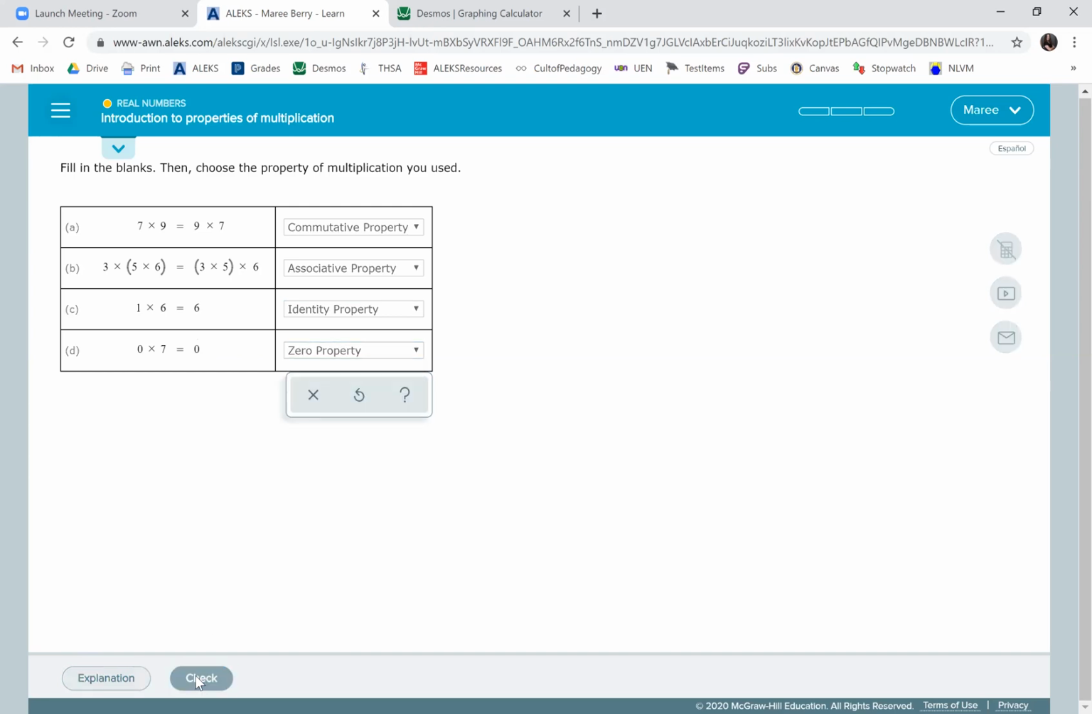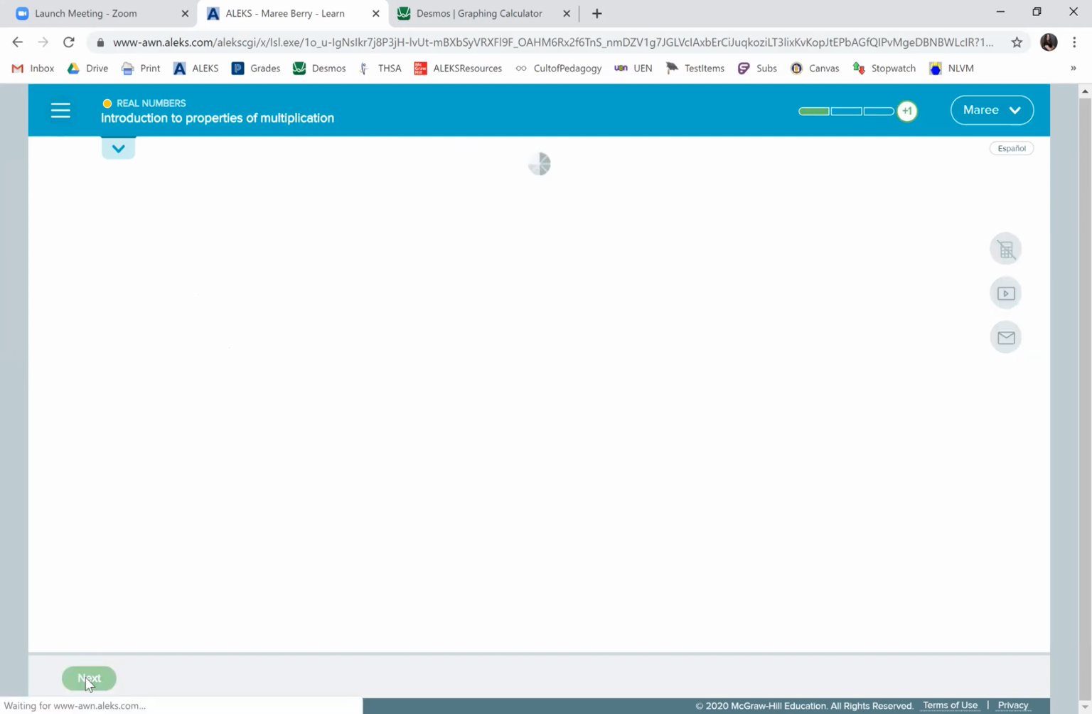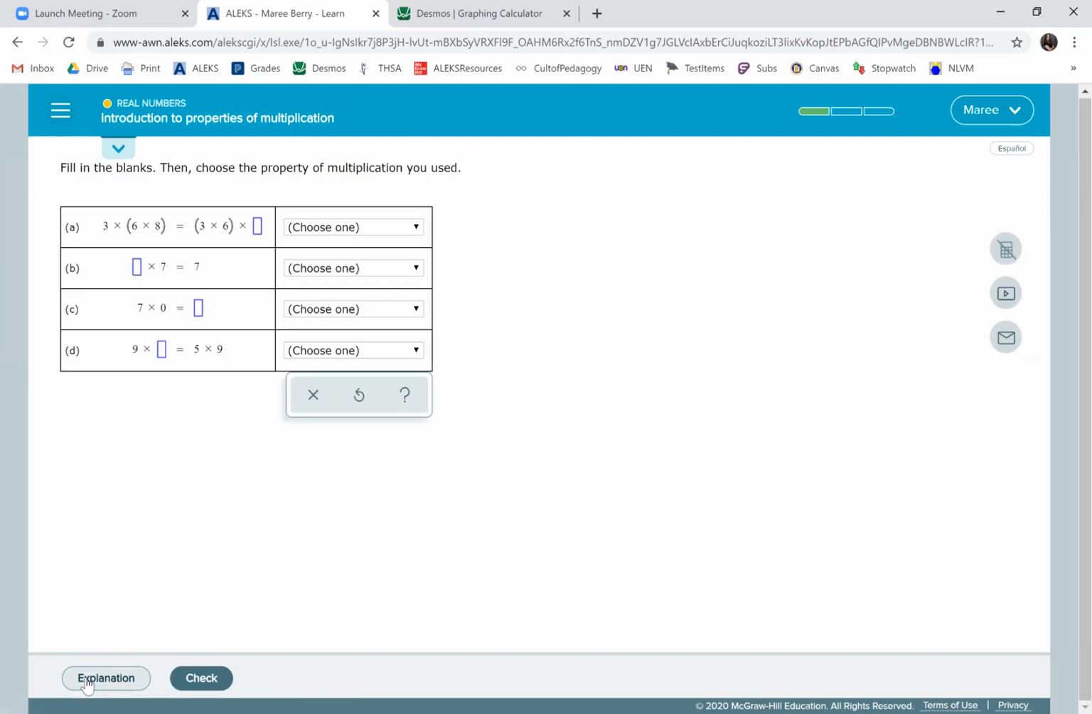So we'll do one more so you can just kind of see these examples again. Here we're keeping the same order, 3, 6, 8, 3, 6, this will be 8. The parentheses changed from around the 6 and 8 to the 3 and the 6, that's associative. Here we're multiplying something by 7 to get 7, so the identity stayed the same. We have to multiply by 1 to do that. So that's the identity property. Anytime we multiply by 0, we get 0. That's the 0 property. And here we're changing the order from 9 times 5 to 5 times 9, and that's commutative.